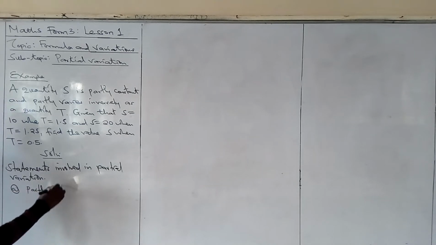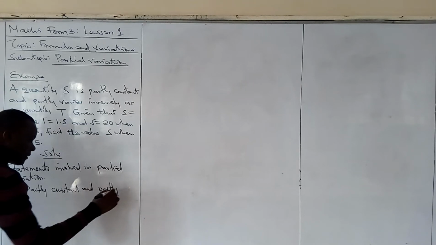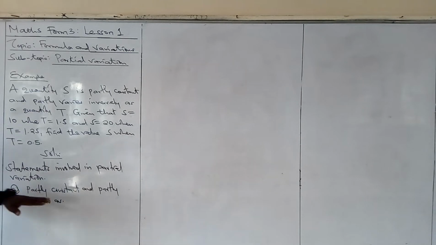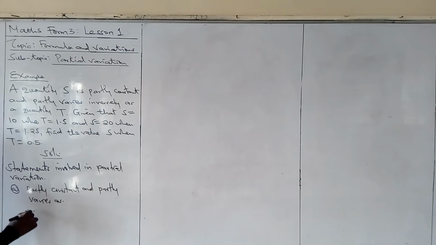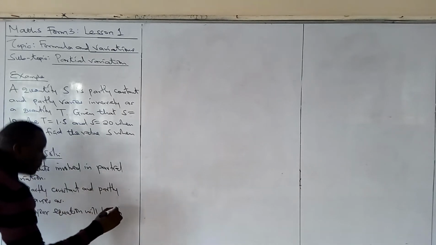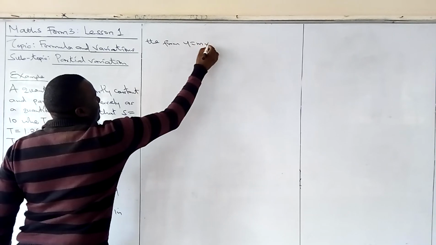Part constant and part varies as. So when you see a question having this kind of a statement, part constant and part varies as, then that means your equation will be in the form y is equal to mx plus c.